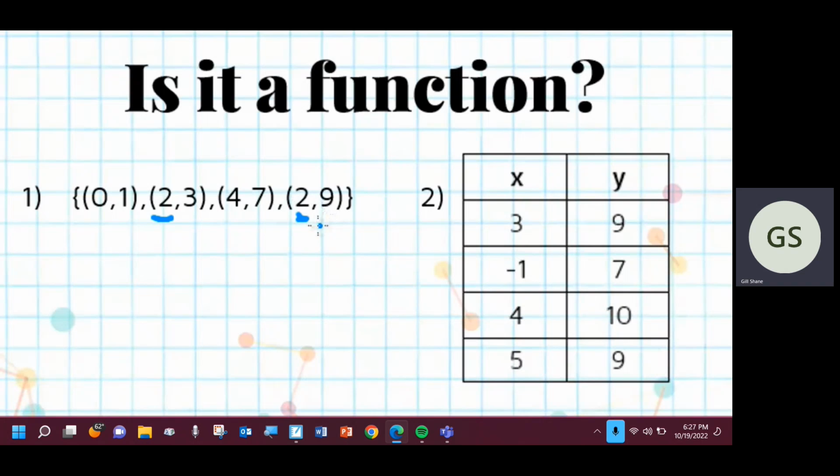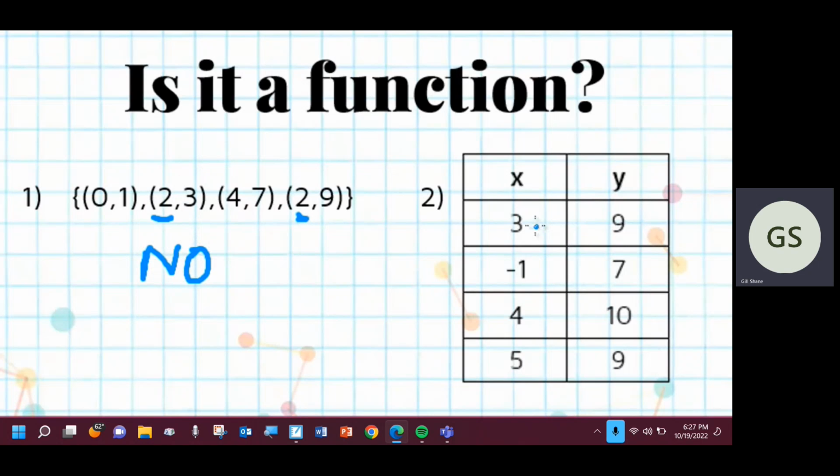That's kind of like the vending machine example where it assigned it to two different things in the vending machine, pretzels and chips. And this is a problem. If I plug in 2 as my input value, I need to get out the same exact output value. So since this set of ordered pairs has assigned 2 to two different outputs, this is not a function.